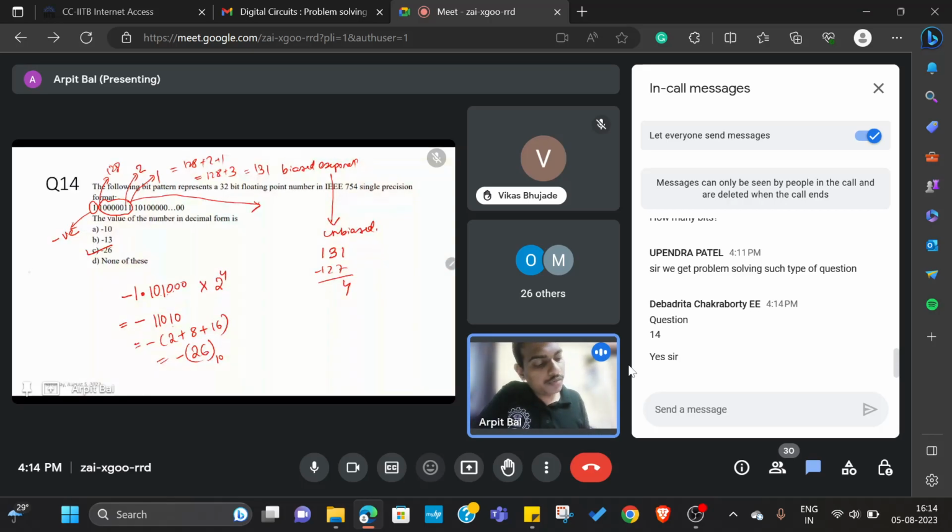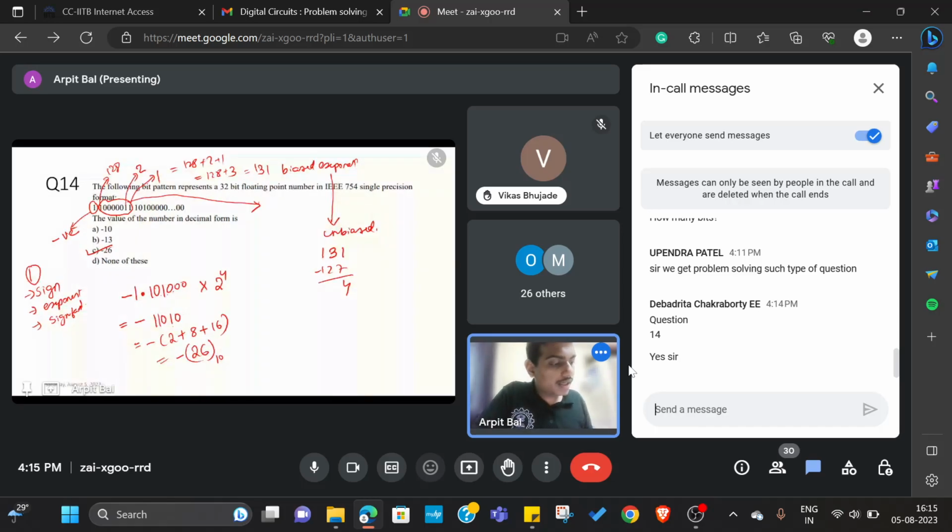you try to separate out the fields. First you separate out the sign field, then you separate out the exponent field, then you separate out the significant field. So that's what I did. First I took out the sign field. The sign field was 1, so that represents that my number is negative.